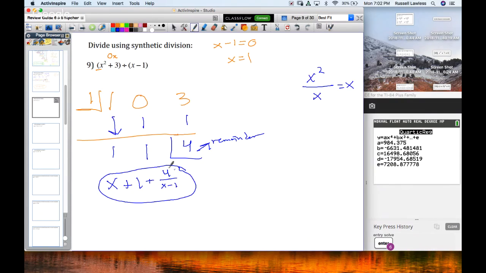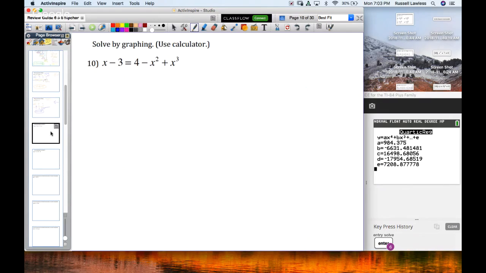And voila, synthetic division. Now we're looking at solving by graphing. Now, to solve by graphing, the key is to get the equation equal to 0. And so what I'm going to do, I'm just going to subtract the x and the 3 on this side. So I'm going to subtract x and add 3 to both sides.